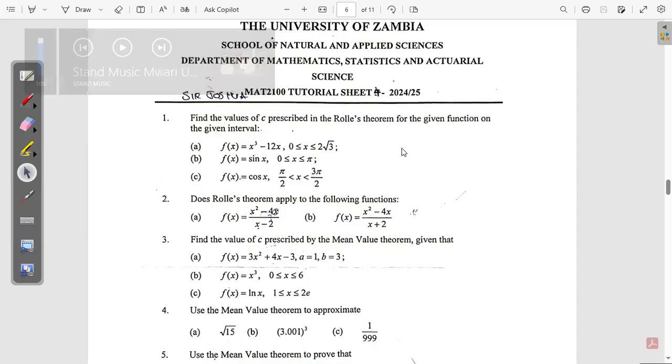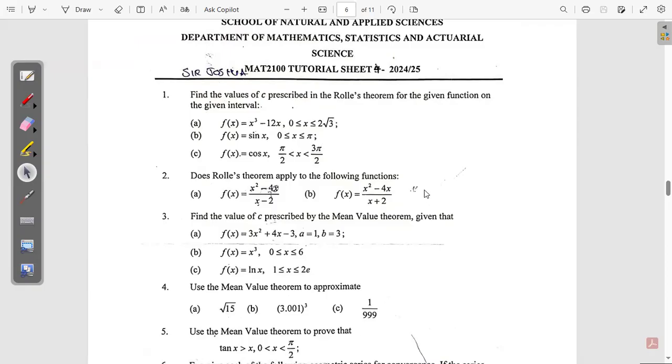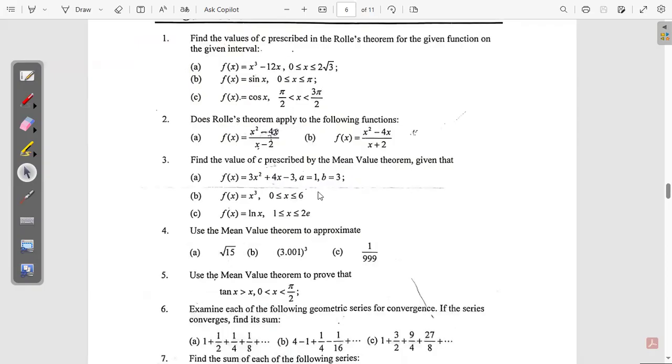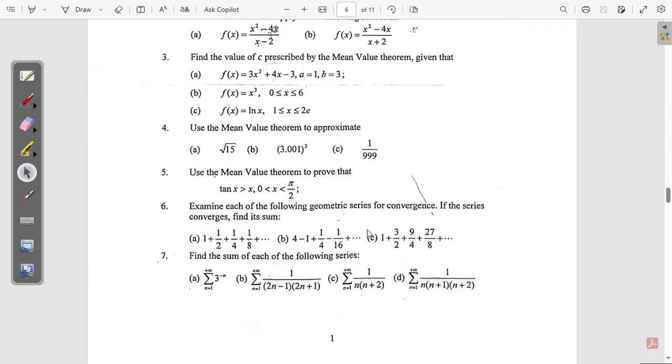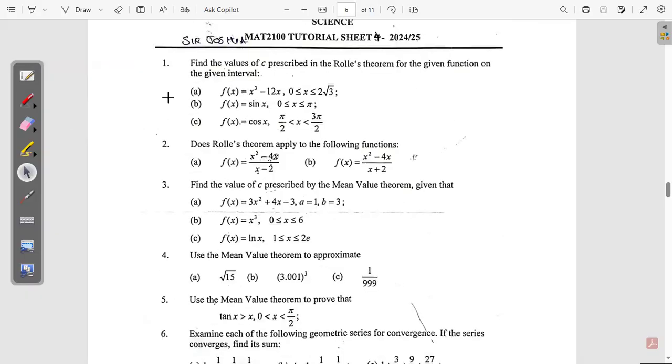In this tutorial, we are going to look at Math 2100 tutorial sheet 4, and just be looking at these questions here. We're going to solve from question 1 to question 7 in this tutorial. Right, let's jump into it.